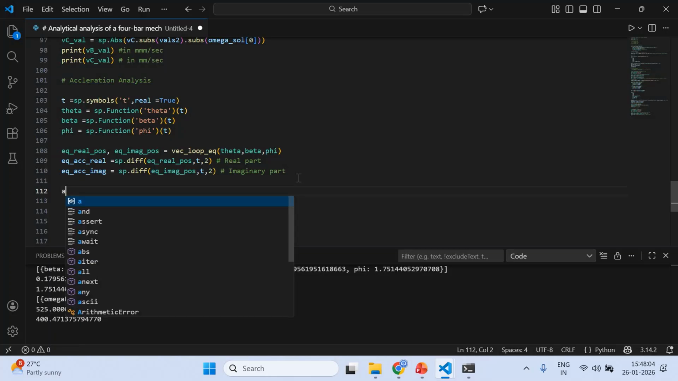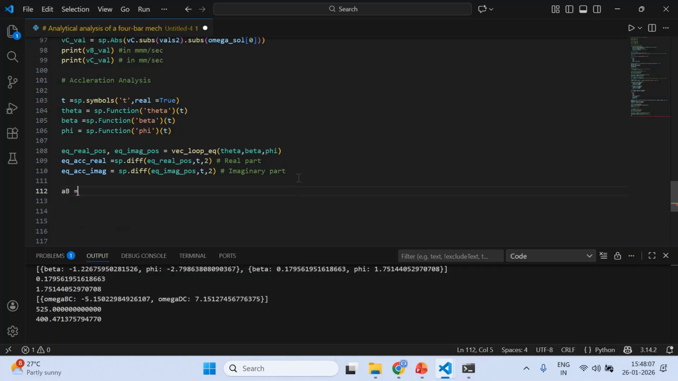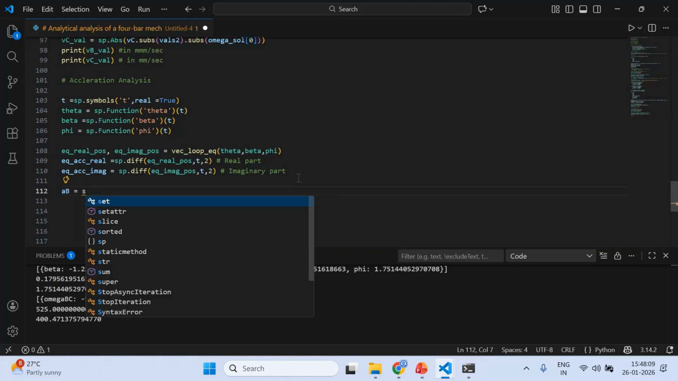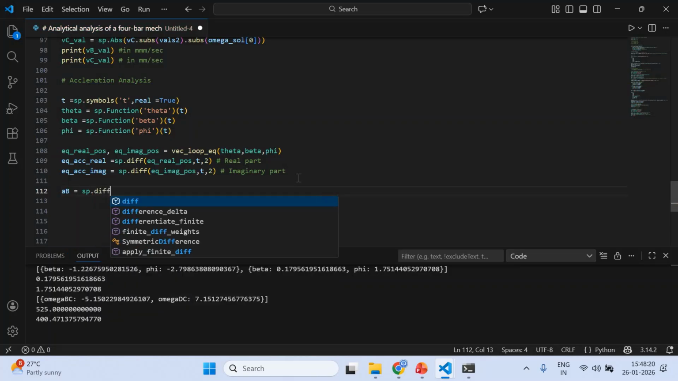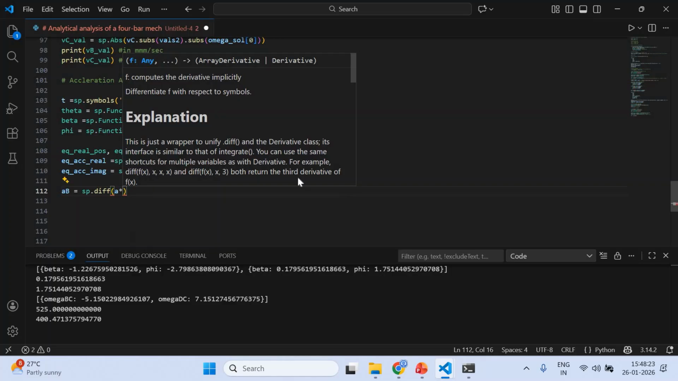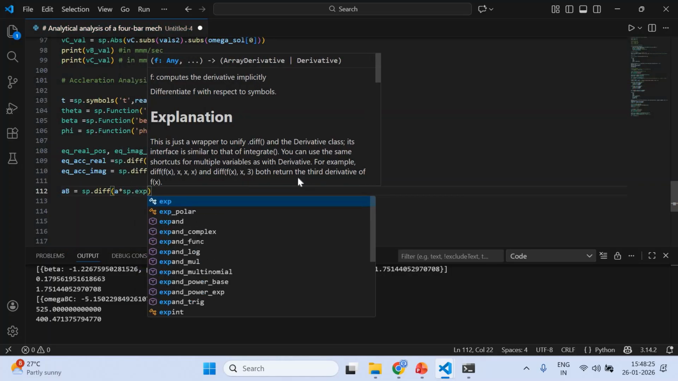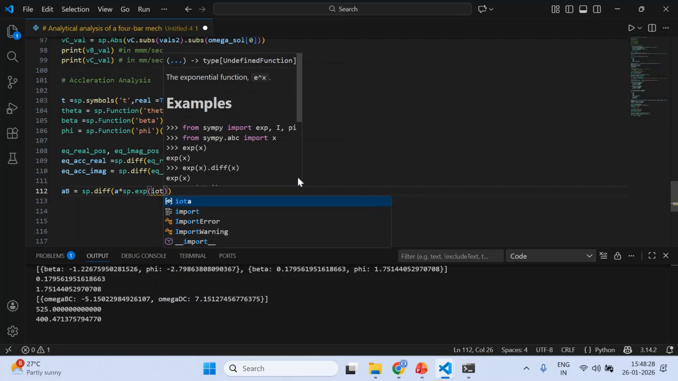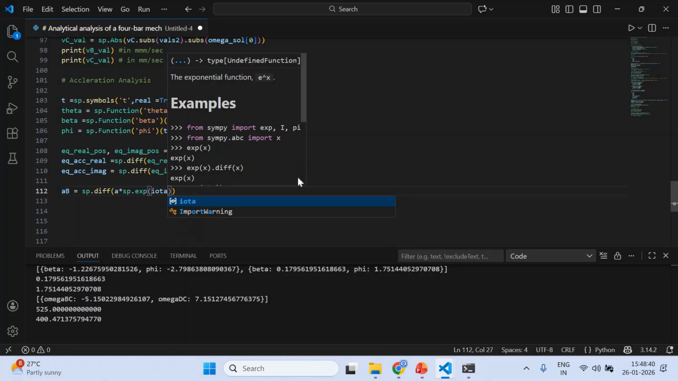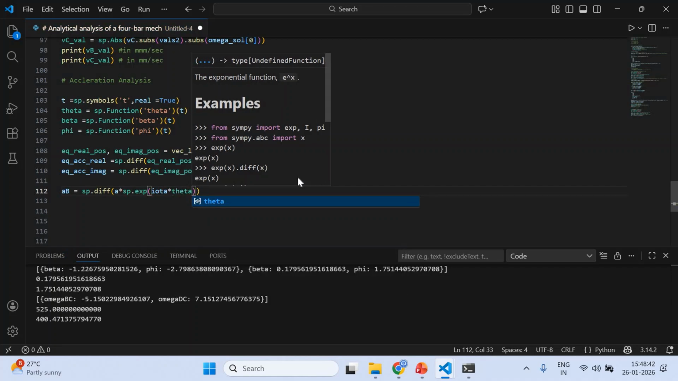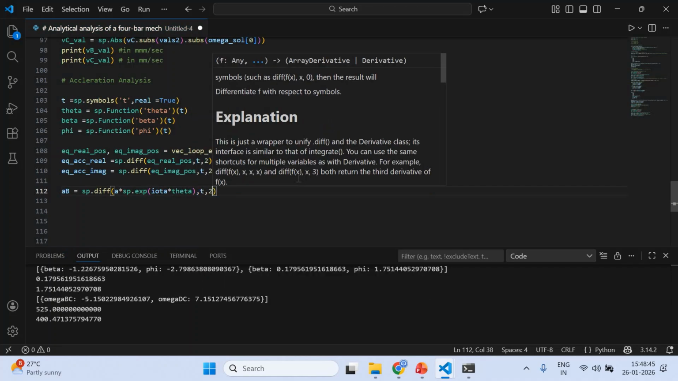Now after this, let us define the acceleration terms. So acceleration terms will be AB, right? And obviously acceleration is differentiating twice the position vector of point P. So it will be sp dot diff, then here you have a multiplied by sp dot exponential, right? So it is a e to the power i theta, and then we are differentiating this twice. So a sp dot exponential iota multiplied by theta, right? Now let us close this, and this is t comma 2.